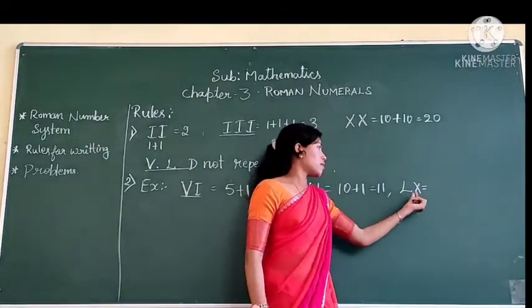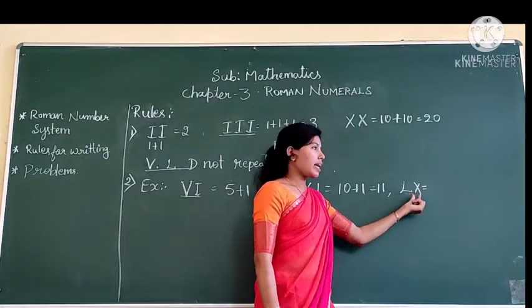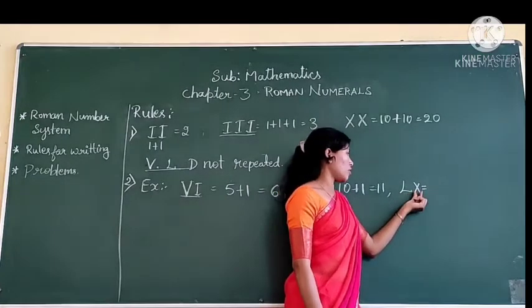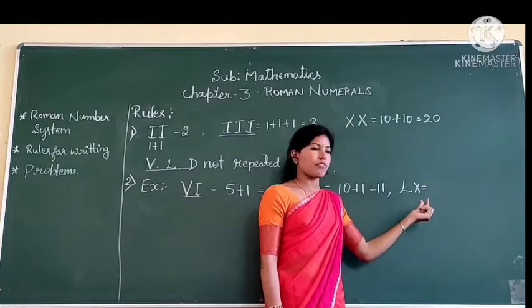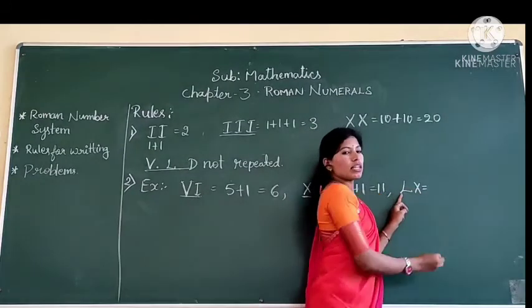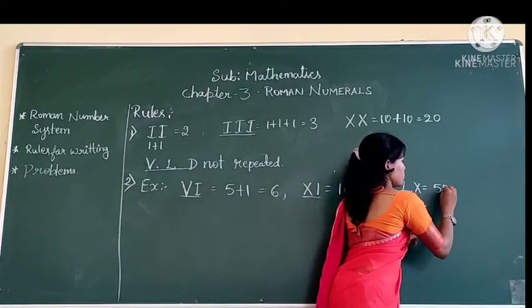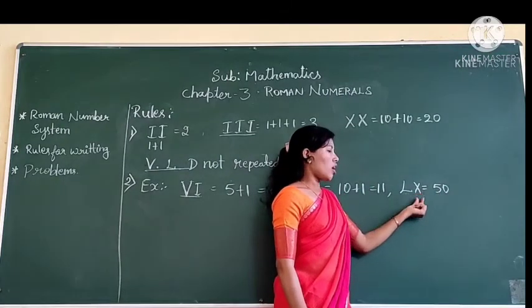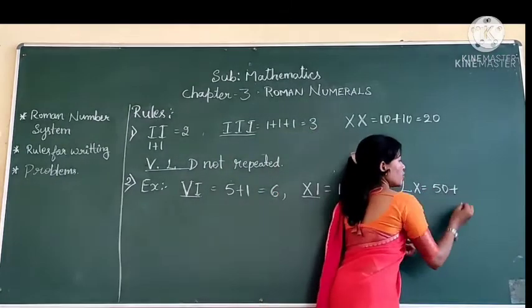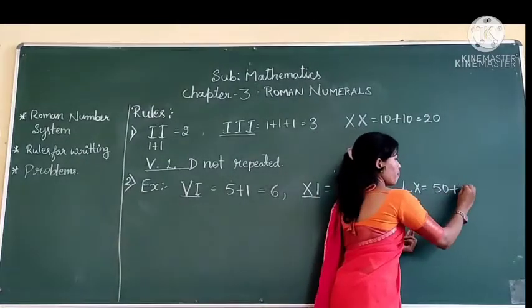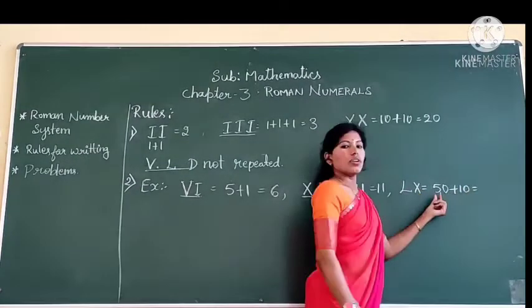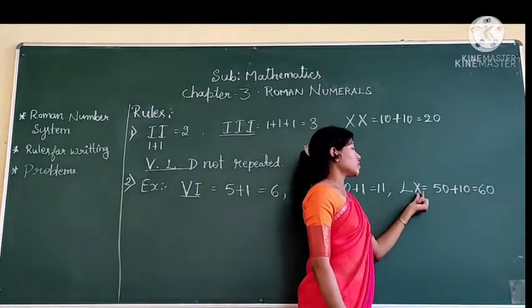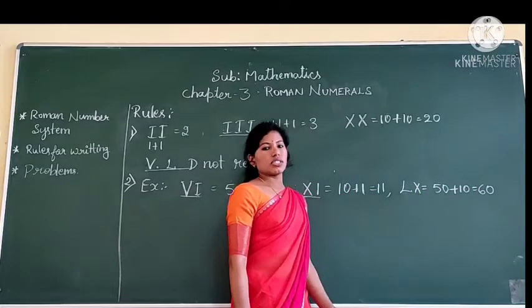Now, another example, LX. L is the greater value, X is the smaller value. So, smaller values come after the greater value. L is equal to 50. So, X comes after 50. So, we have to add 50 plus 10. 50 plus 10 is 60. So, LX is equal to 60.